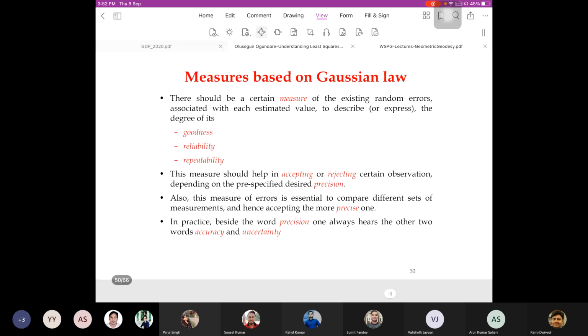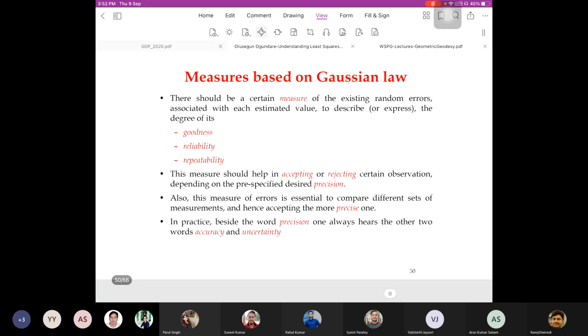So that's why we have to measure the degree of goodness, in terms of how reliable your data set is. Sometimes people ask how reliable your data set is, so reliability could also be given in terms of a certain indicator. These questions of goodness, reliability, and repeatability of the data set are always asked. So this measure should help in accepting and rejecting certain observations, depending on the criteria that has been decided to meet.